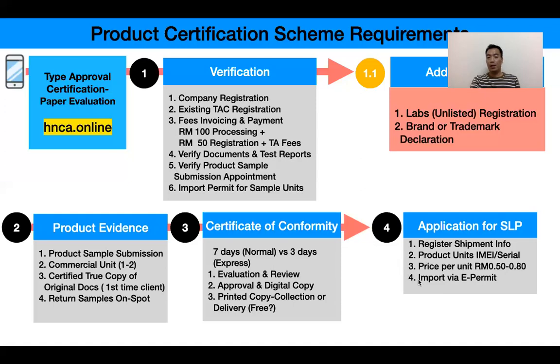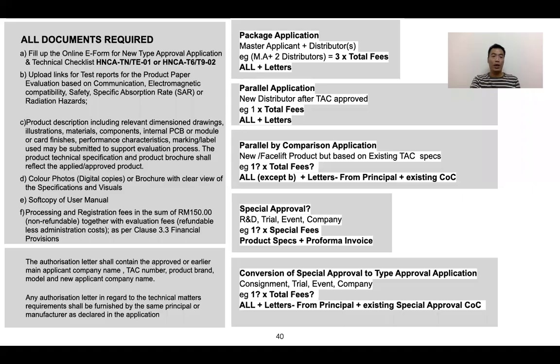Or in fact, you can also request us to do delivery to you, but there's a fee attached. Right? So for your application for SLP, it's between 50 cents, or if it's a serial number, it will be lower, about 15 cents. Okay, depending on volume. And what will be the necessary documents required?